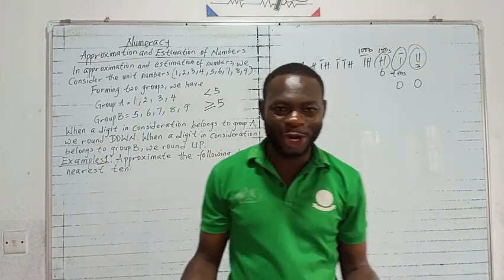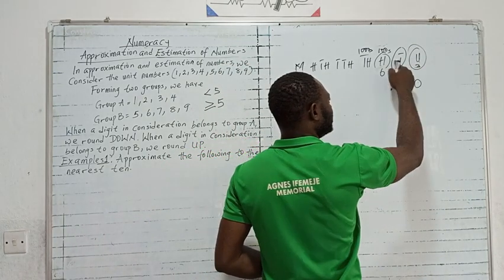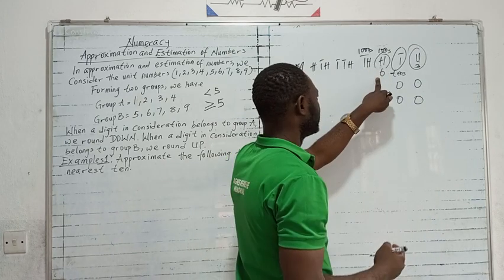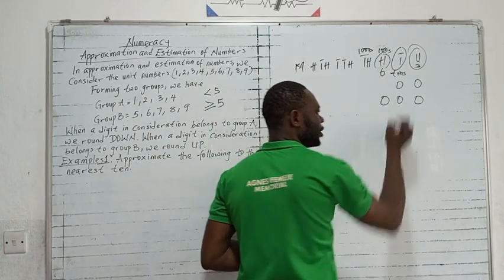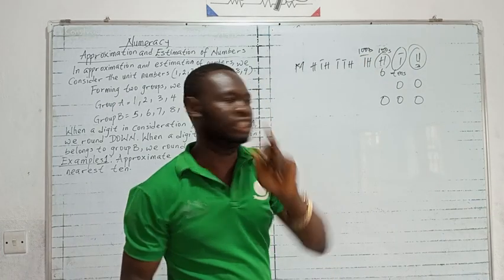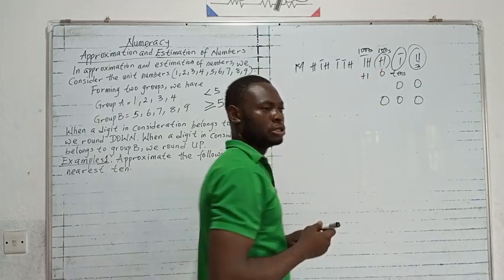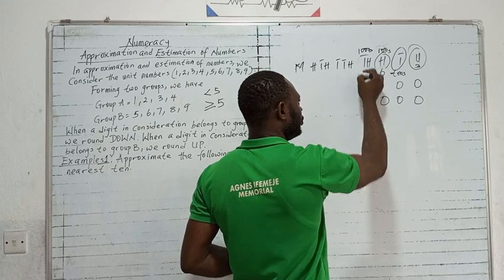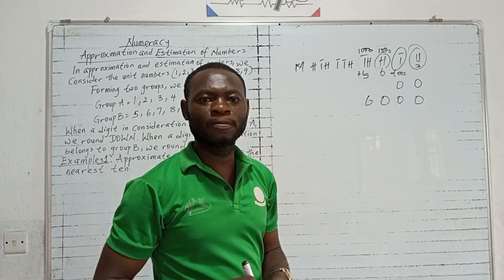Now, what does it mean to round up? To round up simply means that the digits in tens and units will become 0. The digit in hundreds, which is 6, coming from Group B, will also turn to 0. But the digit in the thousands will change by adding 1 to the thousands. So let's say the digit here is 5. Instead of remaining 5, we will simply add 1 to the 5 and it will become 6. That is how to round up.